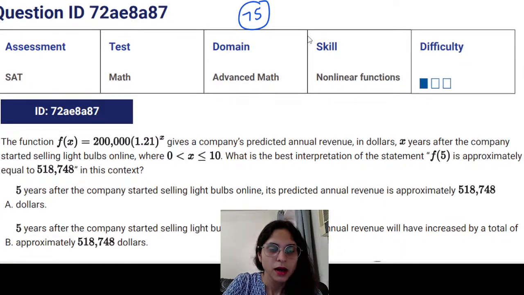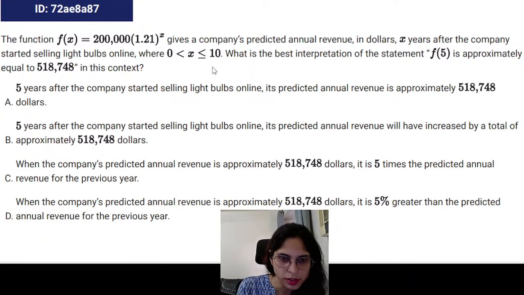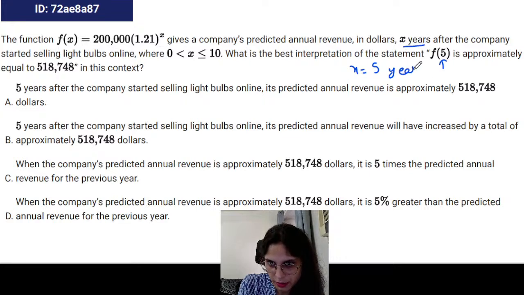Okay, interpretation question. The function is given, f of x is 200,000 times 1.21 to the power x. That means the initial value is 200,000, and the factor is 1.21. It gives the company's predicted annual revenue in dollars. So f of x is revenue, x is the number of years after the company started selling light bulbs online. What is the best interpretation of this statement? f of 5 is approximately equal to 518,748. So f of 5 means the x value is 5, and x is your year, so 5 years.